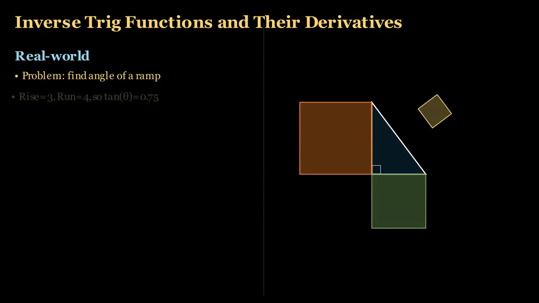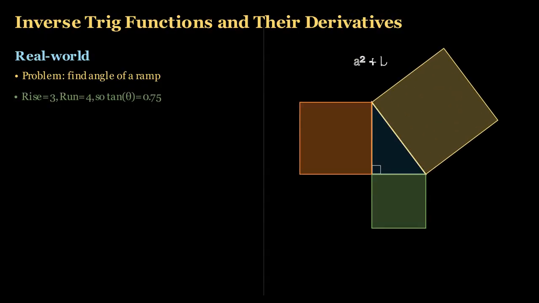The same method works for any right triangle problem. If you know two sides, you can find any angle using the inverse trig function that matches the sides you have.